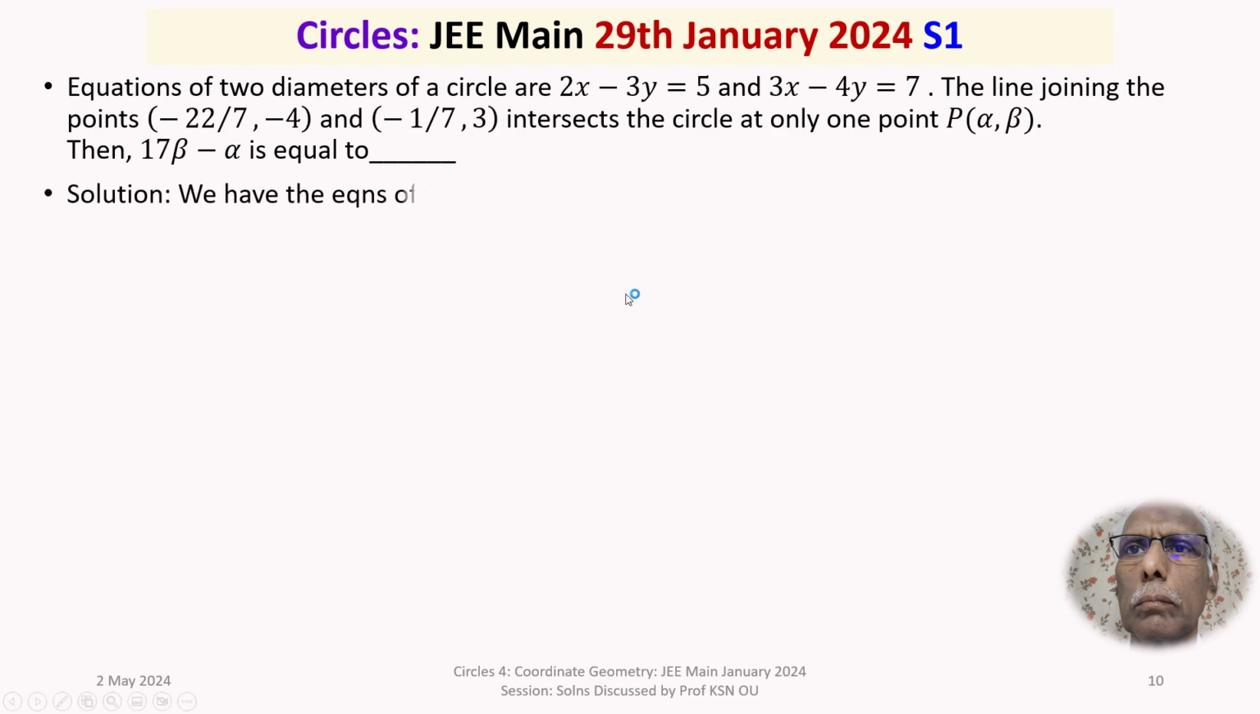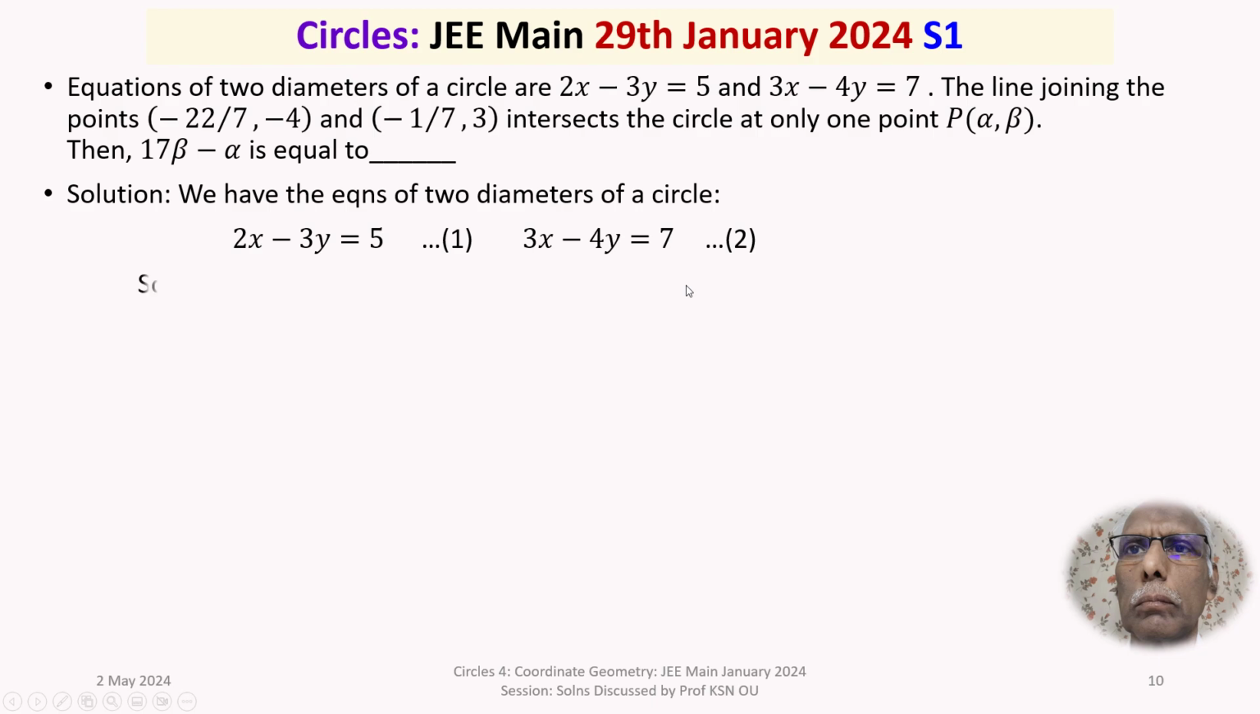Let's now discuss the solution of the problem in detail. We have the equations of two diameters of a circle. The first equation is this equation of a straight line, second equation of a straight line. So we know the equations of two diameters, and the point of intersection of these two lines will give you the center of the circle. So to get the center of the circle, solve these two equations.